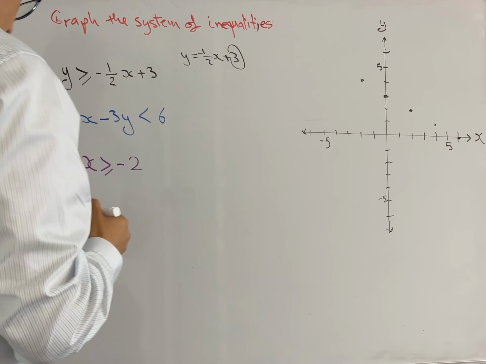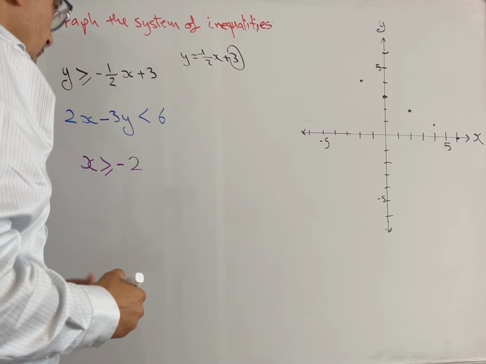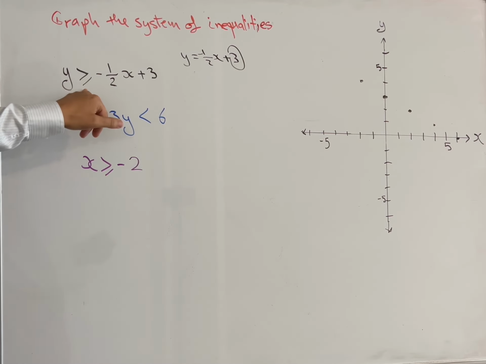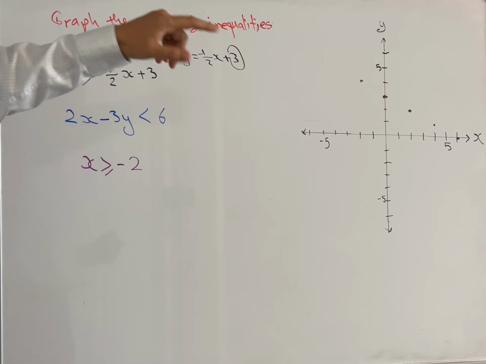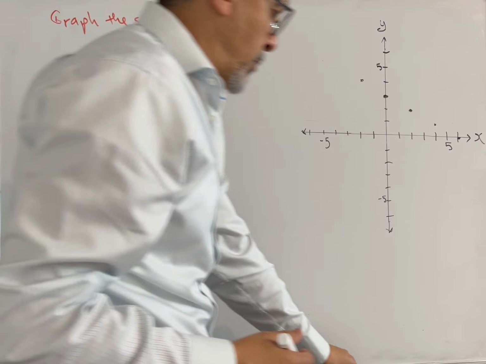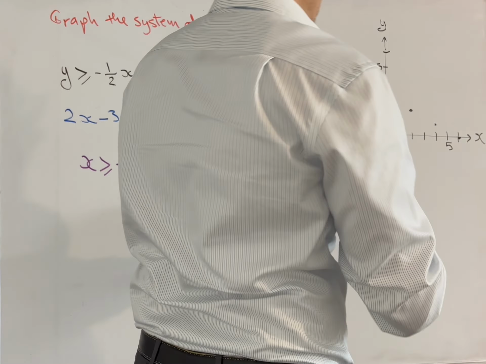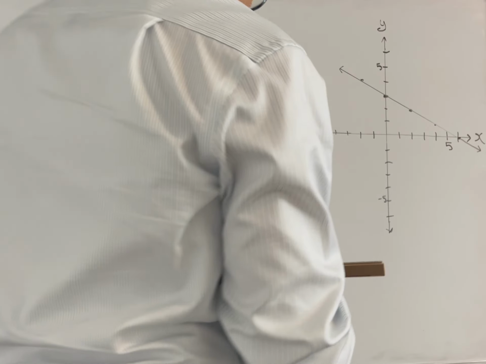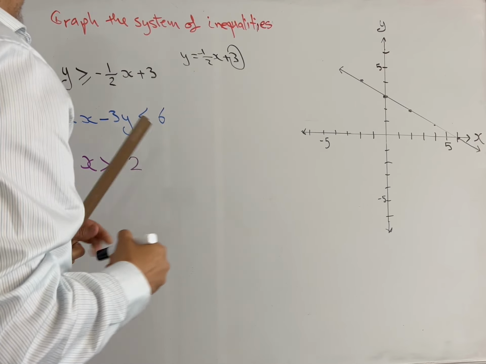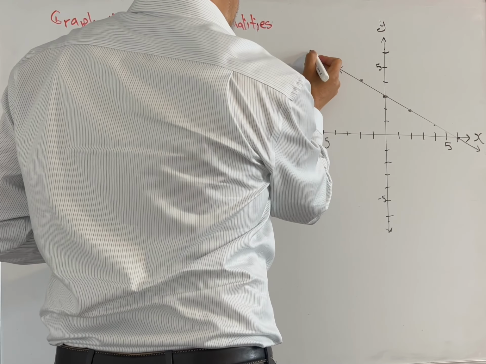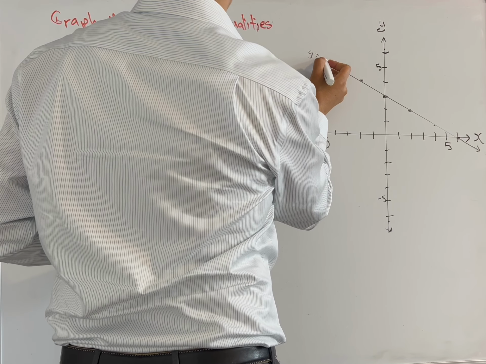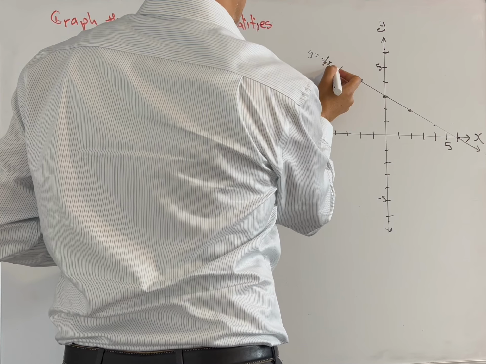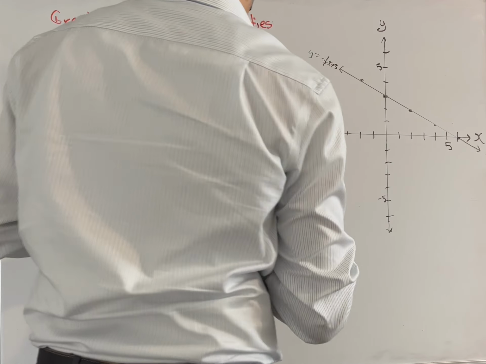And basically you have a straight line through there, and since the inequality sign here has an equal sign, it's going to be a solid line through these points. So this is our first line, which is y equals -1/2 x plus 3.